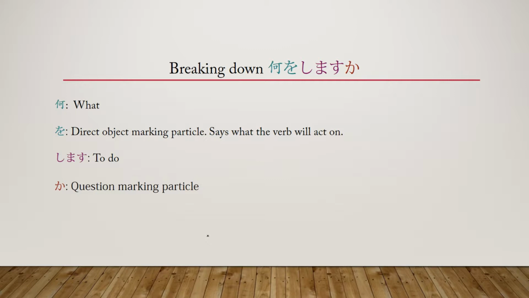And then, of course, at the end of the sentence, we have our ka, which is our question marking particle, which we've covered also before in previous lessons. And all that means is basically the question mark in English. That is how we're going to determine that we are asking someone a question when we're using standard Japanese.